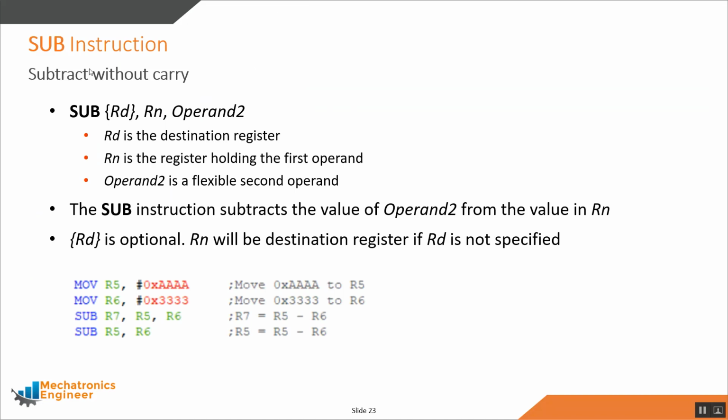This data processing instruction, SUB, performs subtraction without carry. This is the general syntax of this instruction, and it subtracts operand 2 from the Rn value and stores the result in the destination register. This destination register is optional, and if it is not specified, the result will be stored in the first operand. So let's see how this instruction executes and affects the registers on an actual microcontroller.